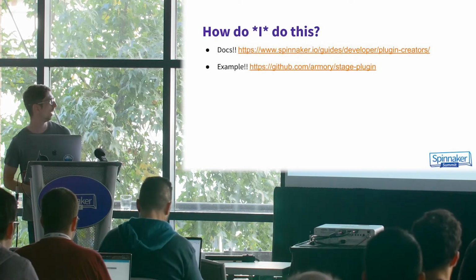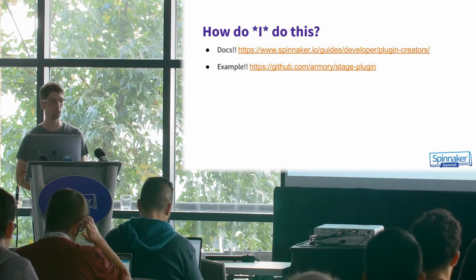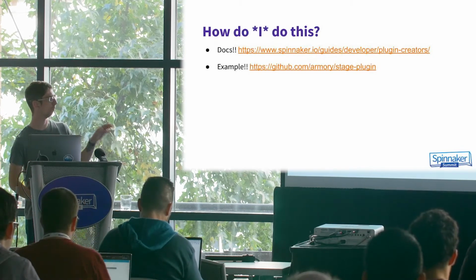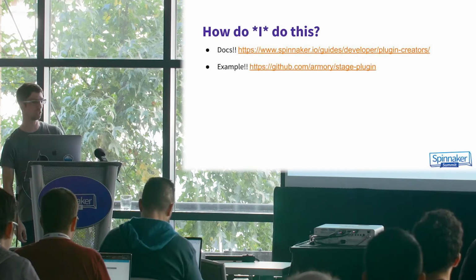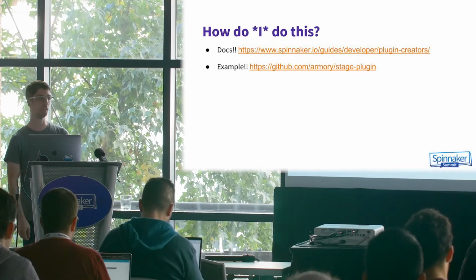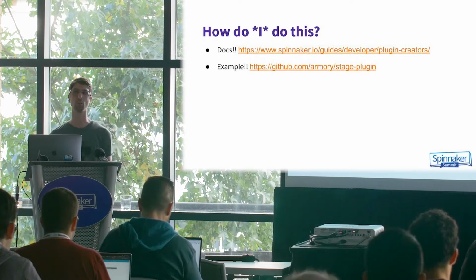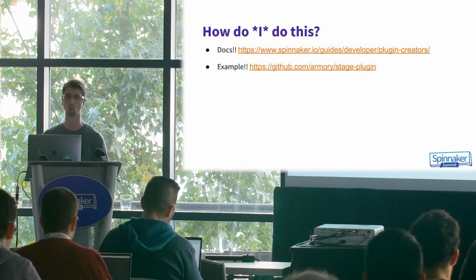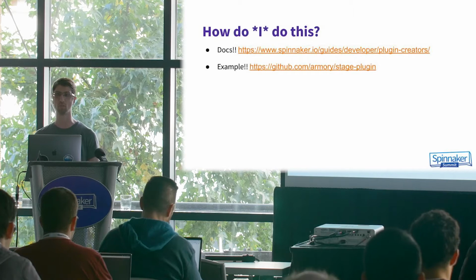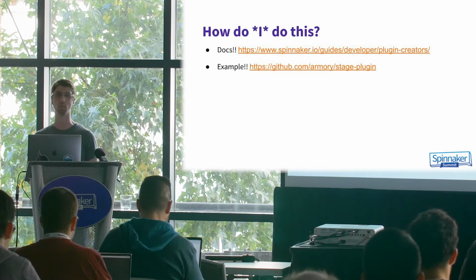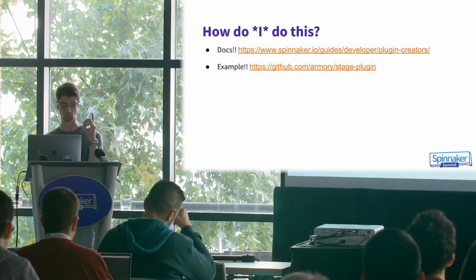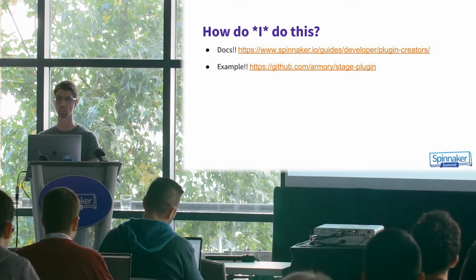And as the example that I showed earlier in the demo video, github.com/armory/stage-plugin, this has the backend code that's in Orca, and it does have some front-end code that works in the Armory version of Spinnaker right now. There is, actually, I'm going to talk about that later because we have a section on RFCs.